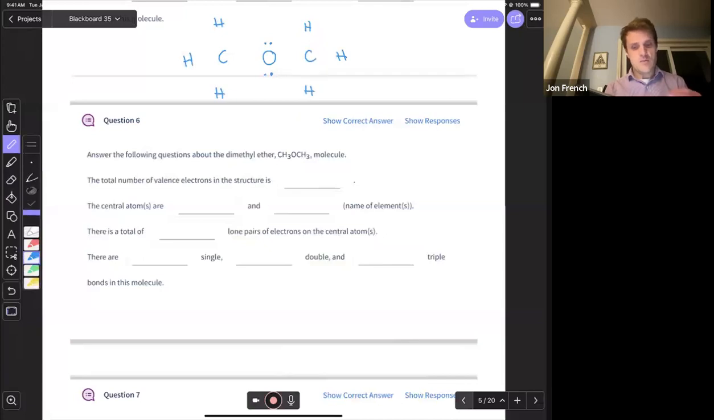So oxygen will be blue, right? The valence electrons from oxygen will be blue, carbon will be red, right? 1, 2, 3, 4, 1, 2, 3, and 4. And then hydrogen will be blue as well. So there's that, that, and that. So total number of valence electrons in the structure, right? I've got 2, 4, 6, 8, 10, 12, 14, 16, 18, and 20.